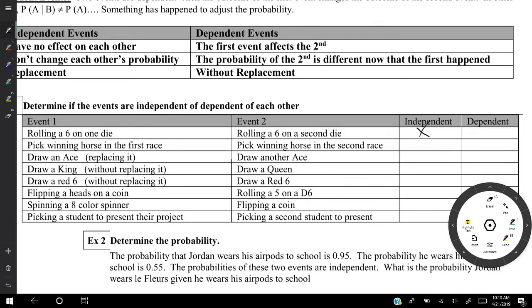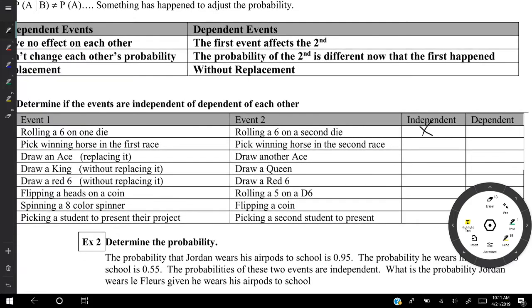Picking and winning a horse in the first race, picking and winning a horse in the second race. Well, it doesn't matter the results of one race. Psychologically, it might matter, but when it comes down to the probability, which is straight up math, it's the same horse. It's just a different race. It doesn't matter what happened in the first race. It's a new race. They're starting at the starting line. It's been completely reset. Independent.